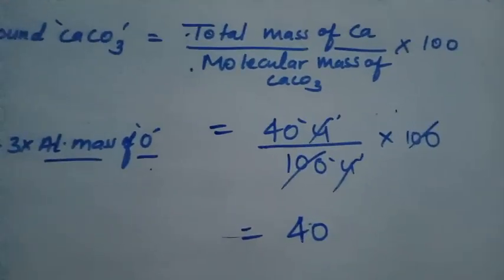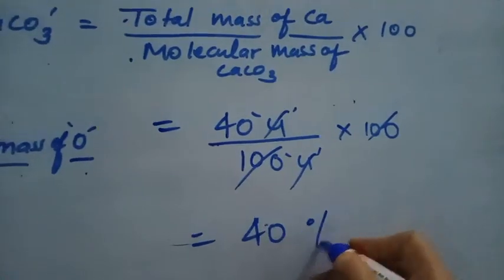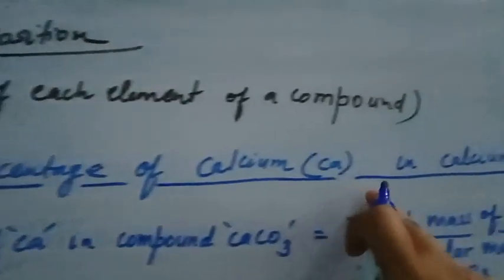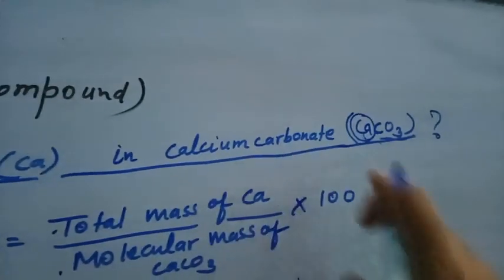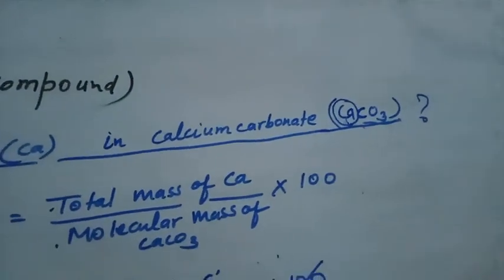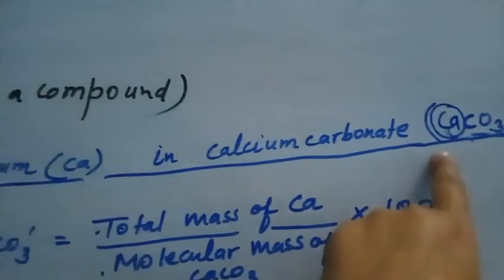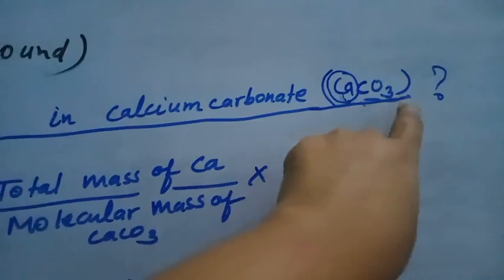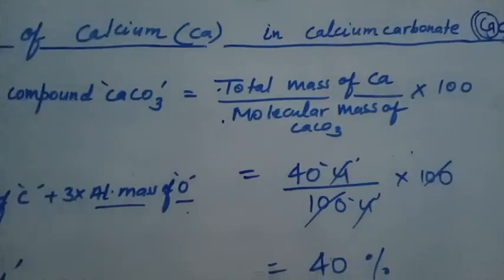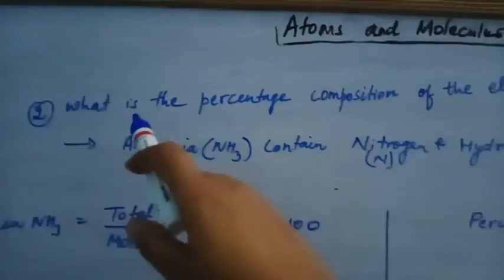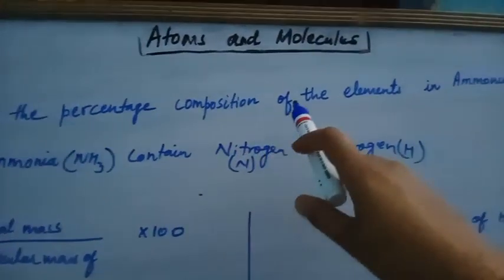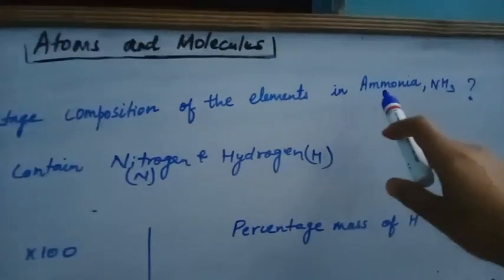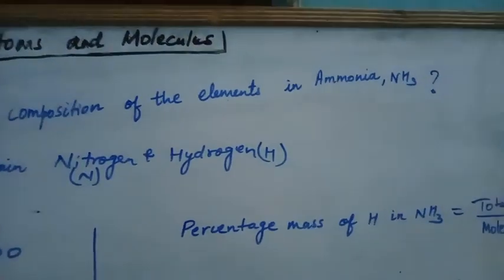So 40% mass of calcium is present in the compound calcium carbonate. So what is the percentage of calcium by mass? It is 40% in this compound calcium carbonate. Okay. Next question is, what is the percentage composition of elements in ammonia, that is in NH3?